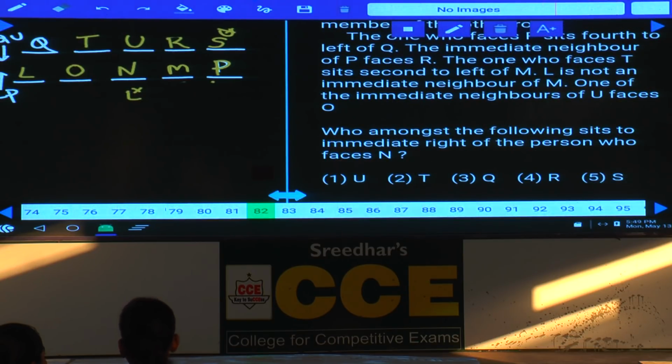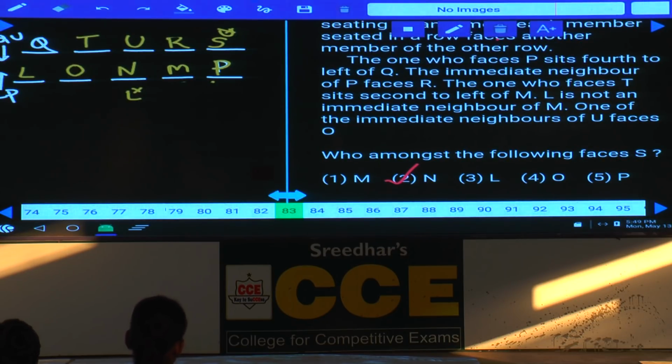Then question number 82, who among the following sits to the immediate right of the person who faces N? Now who is facing N here? U. Who among the following sits to the immediate right of U? That is T is to the immediate right hand side of U, that is choice 2. Then 83, who among the following faces S? Who is facing S here? P, that is choice 5. P is facing S, choice 5.